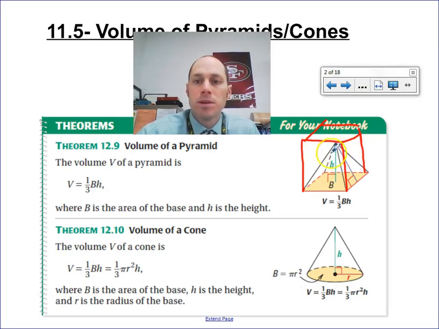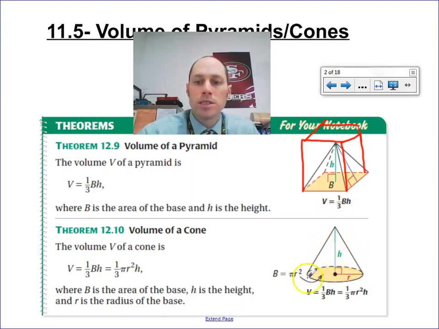If I were to fill this pyramid up with sand and then dump it into this prism of the same height, it's going to fill up a third of the height. So in order to find the volume of a pyramid, I just do the same thing I did for the prism: area of the base times the height. We're going to divide it by 3. The same will work with a cone.